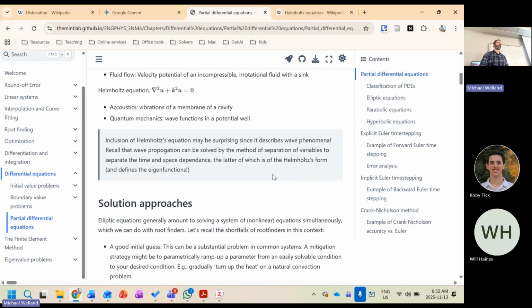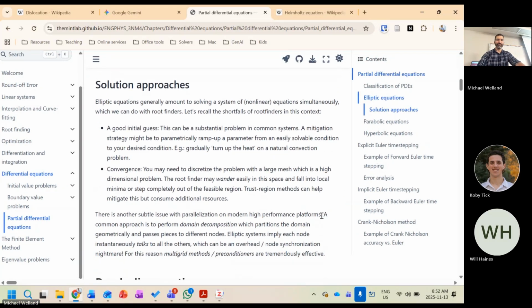We'd be going down eigenvalue problems and stuff like that. So, exercise for the student. Okay.